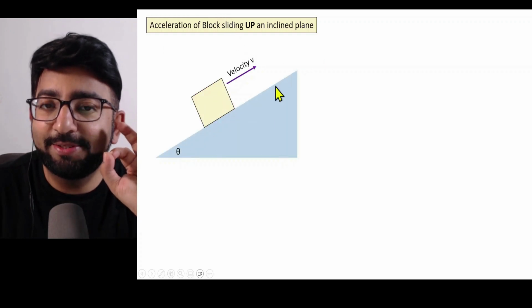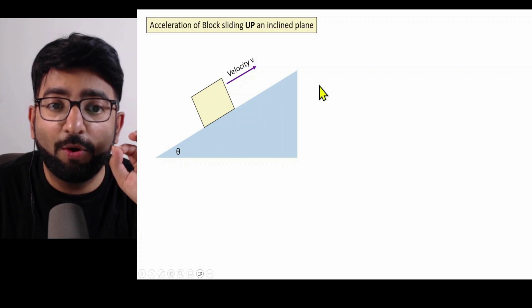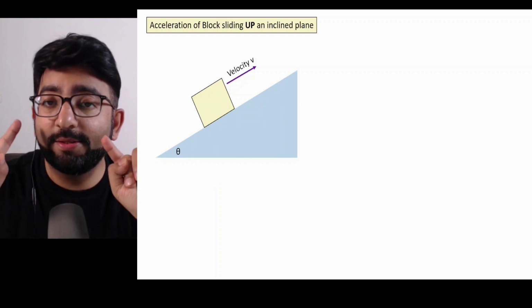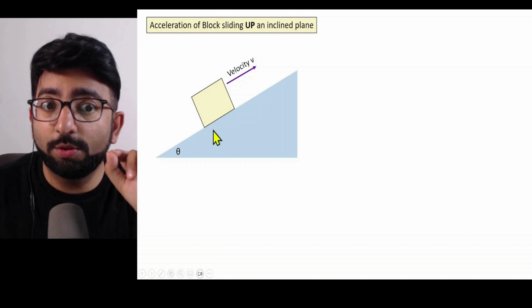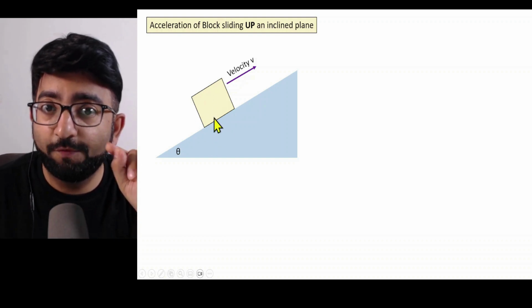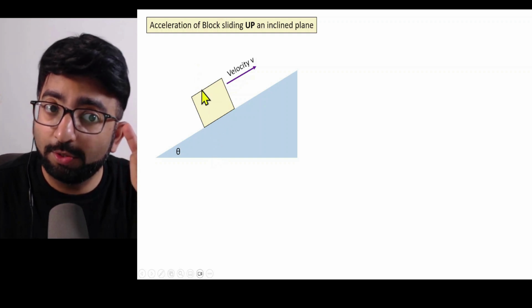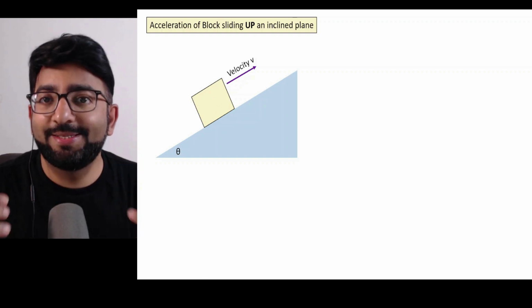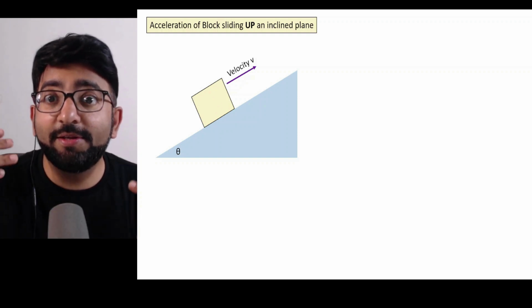So the diagram stays the same. We have a block kept on an incline of angle of inclination theta. So we will apply the same steps. Step 1, draw the forces acting on this object. So we'll have weight mg acting downwards. We have normal reaction going perpendicular to the incline, and friction, of course, will be there since we are assuming that the incline is rough.